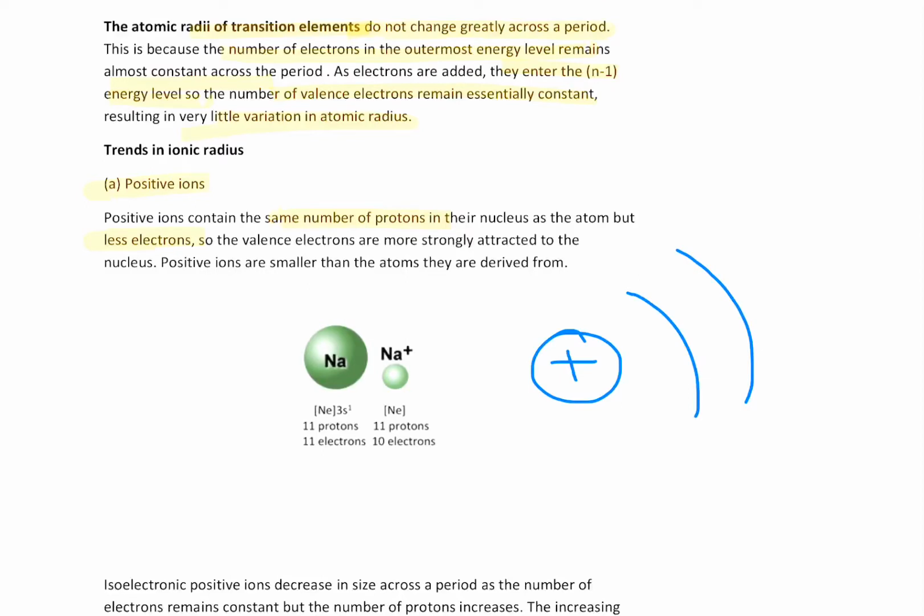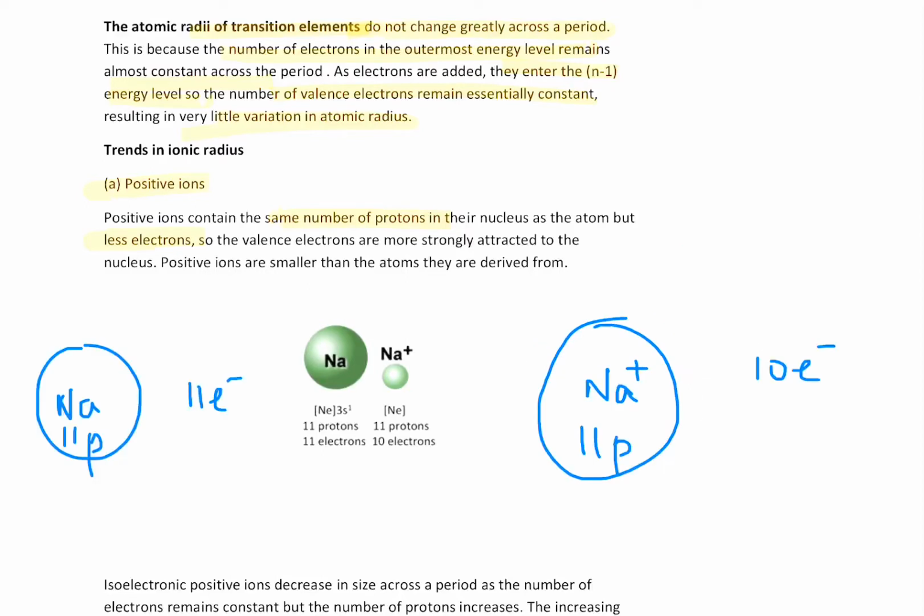but, let's say, the sodium element has 11 protons, 11 electrons, but the sodium cation has 11 protons but 10 electrons, which means that these 11 protons will be able to attract these 10 electrons more than they would be able to attract 11 electrons. So it's easier for it to attract them. What happens is that it's going to become smaller because the electrons are more strongly attracted to the nucleus.